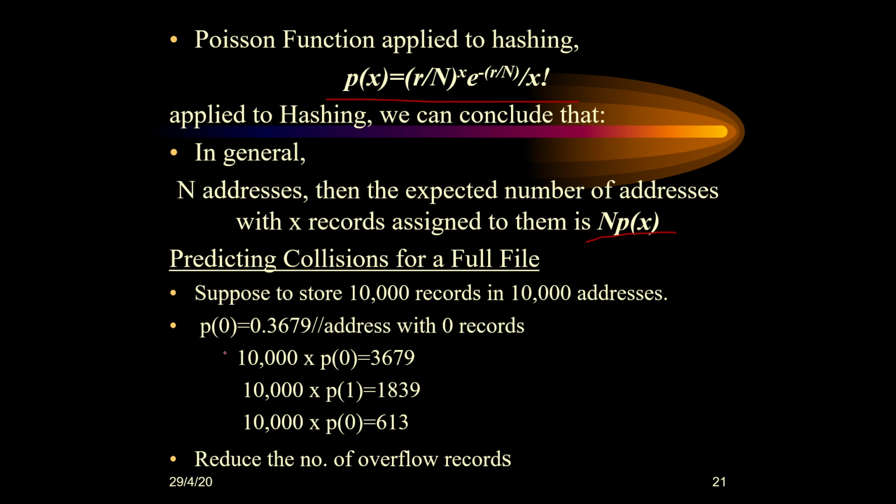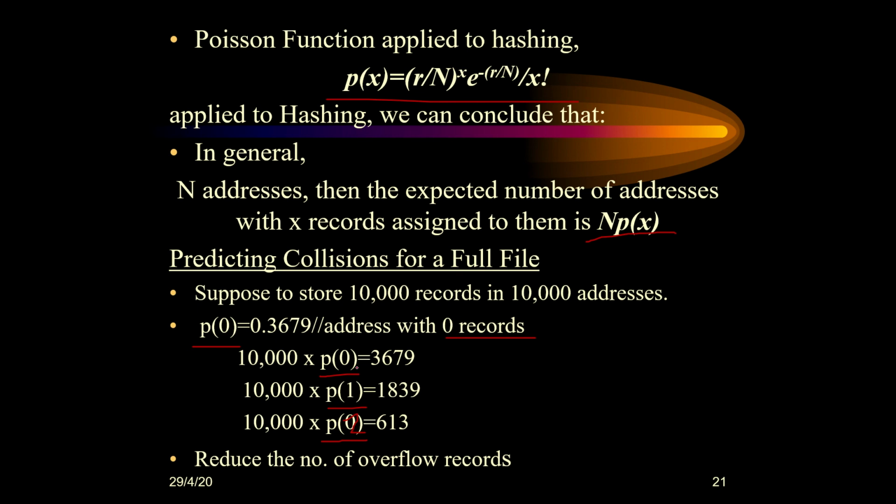Similarly, we are going to see. So consider P of 0. That gives you the probability that 0 records are placed in an address. So P of 0 means 0 records placed in an address. P of 1 means 1 record placed in an address. Again, P of 2 means 2 records placed in an address.